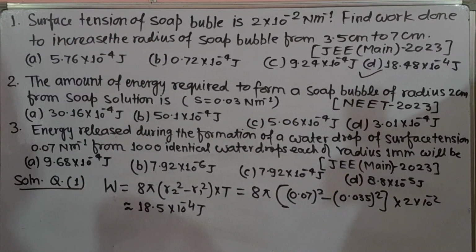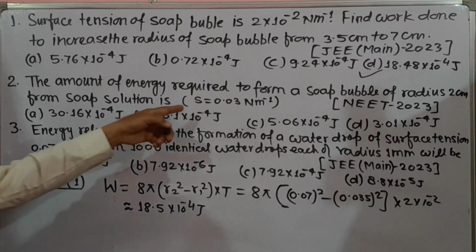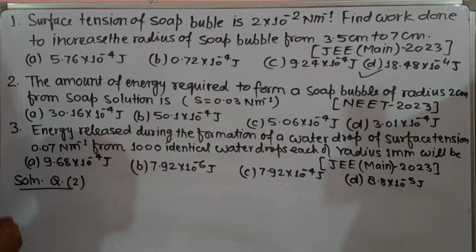Next, question number 2. The question is, the amount of energy required to form a soap bubble of radius 2 cm from soap solution is, these are the options. Solution to question 2.